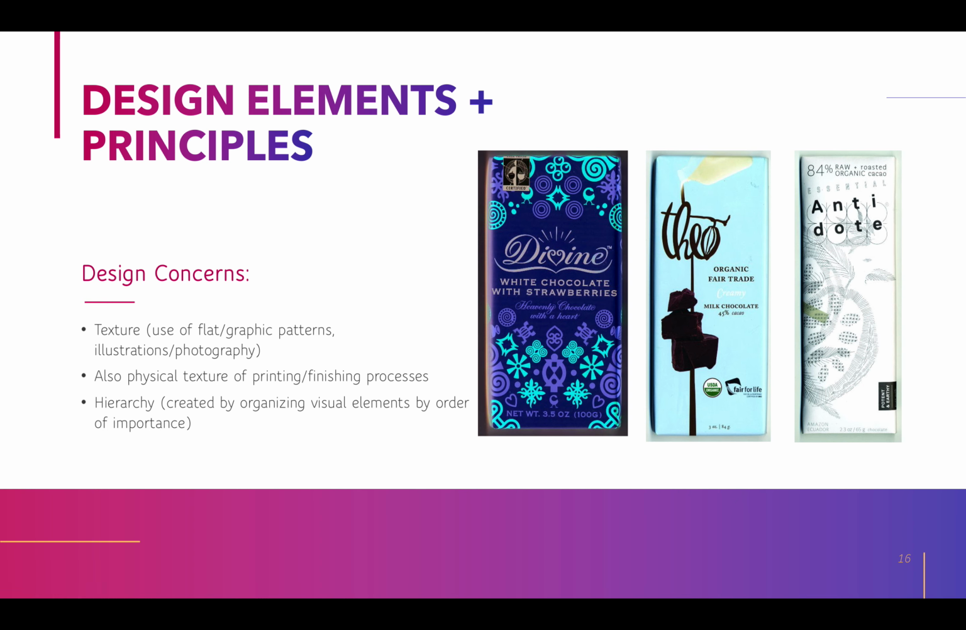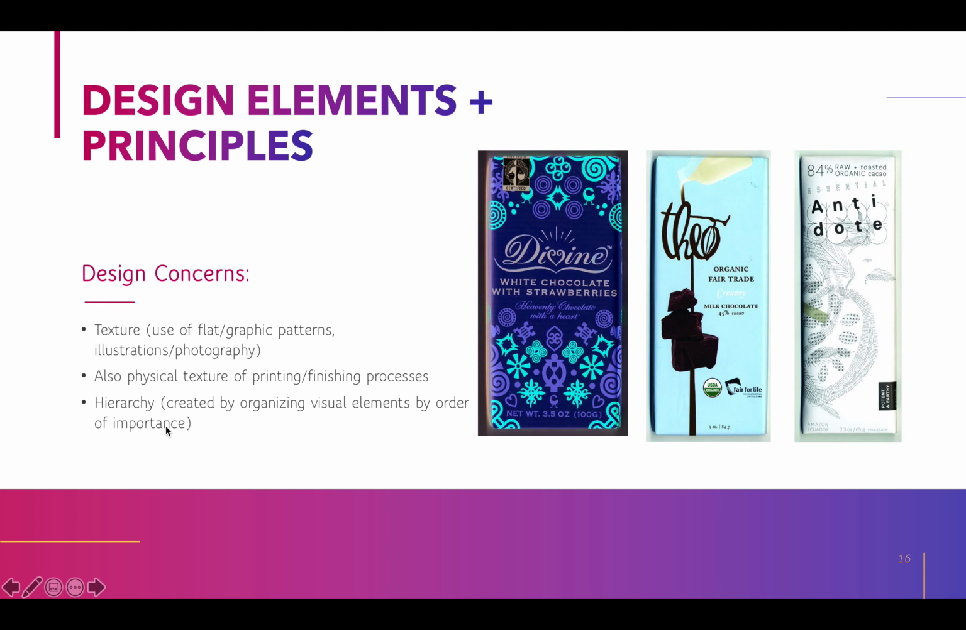And continuing on, thinking of things like texture, so the use of flat and graphic patterns, and the contrast of illustration and photography. And then when we're referring to printing and finishing processes, even the physical texture, so things like the emboss, the foil, things that might be raised or even de-embossed, things that might sink into the package itself. Those are all different versions of texture, but you can definitely create, as you guys can see, texture just through patterns and shapes like they're doing here and here.